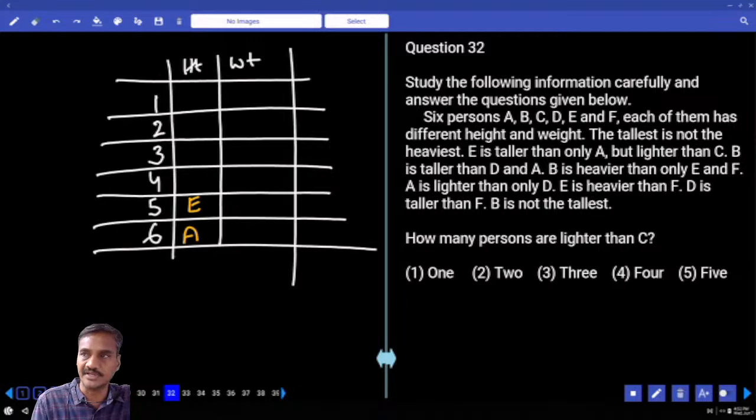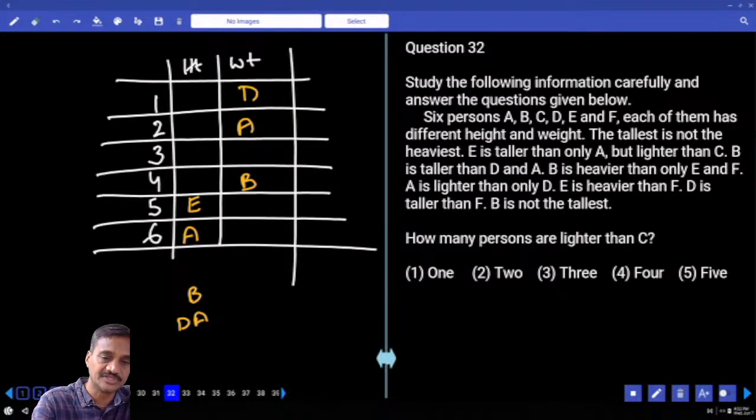B is taller than D and A. Now this B is taller than both D as well as A. And B is heavier than only E and F. A is lighter than only one person, that is D.